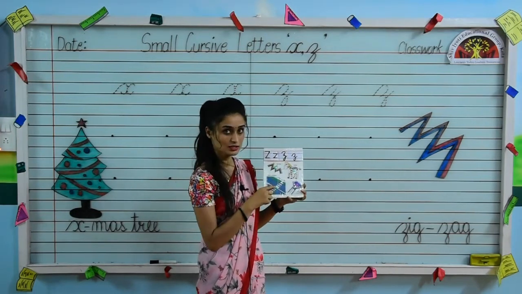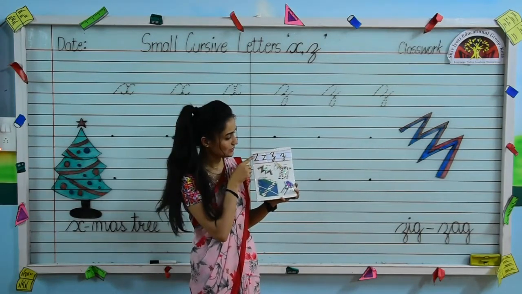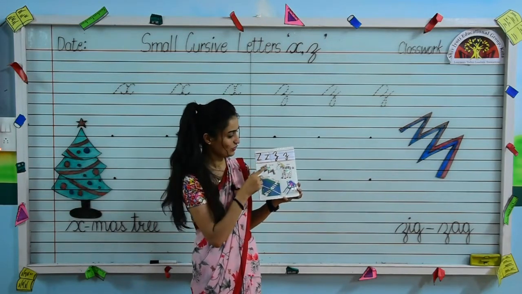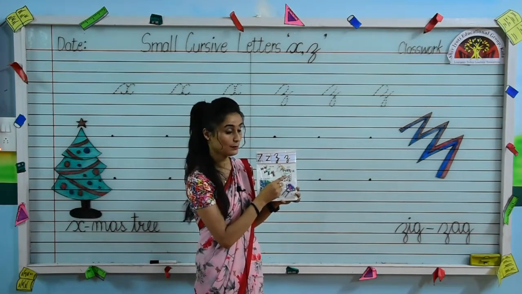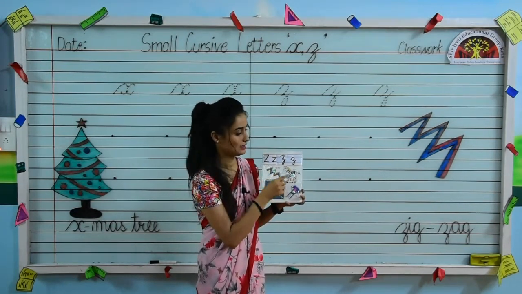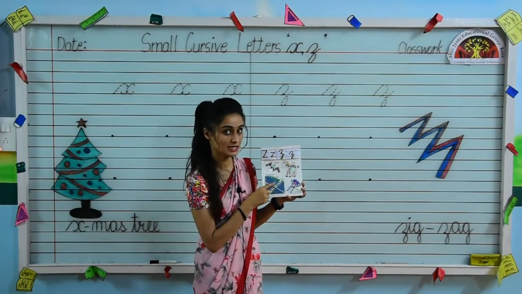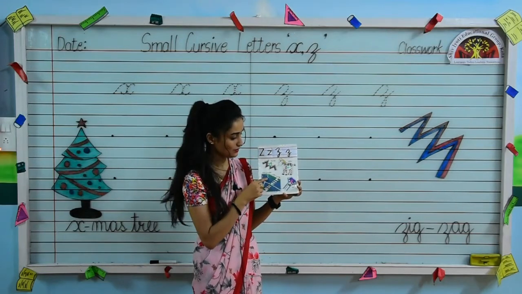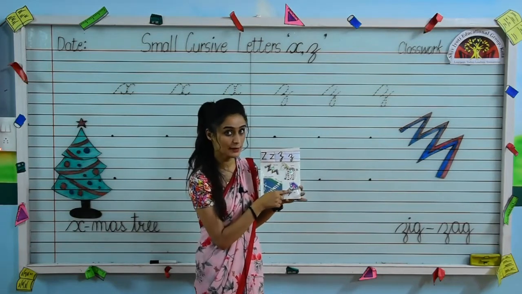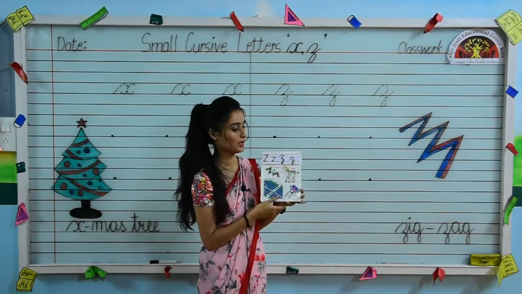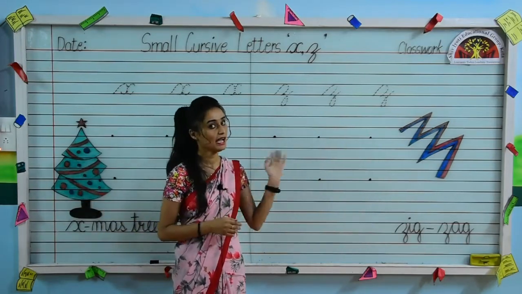So here are some pictures given below. So let's see. The first one is zigzag. Z for zigzag. Come on the next one kids. Next one is zebra. Z for zebra. Next one is Z for zebra crossing. Come on the next one. Z for zip. Very nice kids. These are few vocabularies you can use for the letter X and Z.